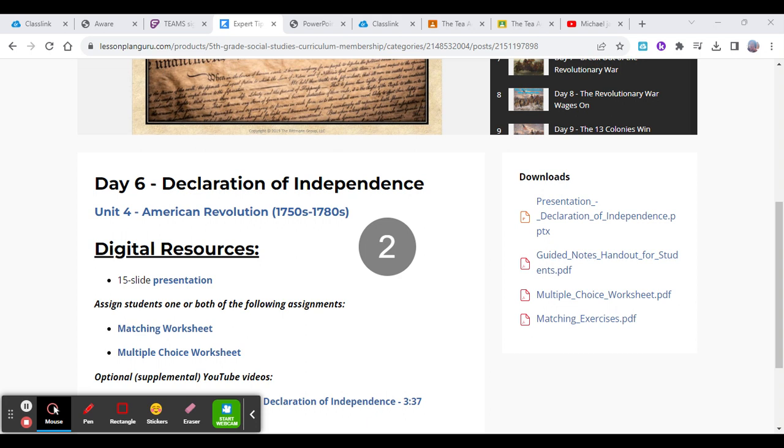On the morning of July 4th, 1776, the Second Continental Congress officially adopted the Declaration of Independence. In officially adopting the Declaration of Independence, the Second Continental Congress had declared that the 13 colonies were no longer subjects of the British government, but rather free and independent states.